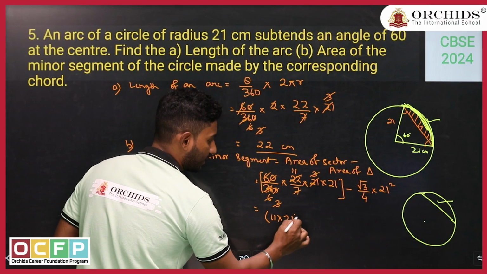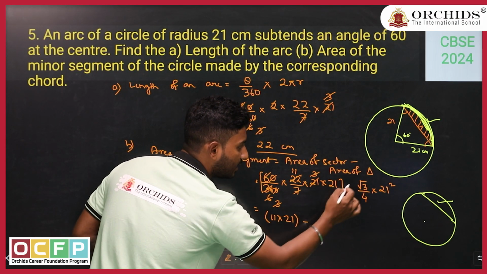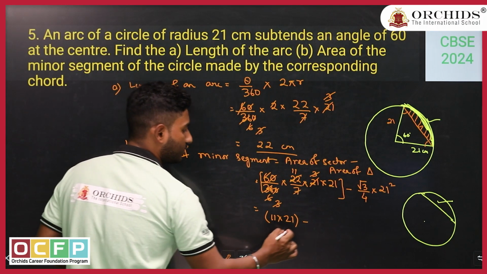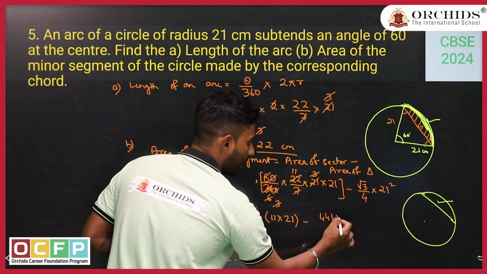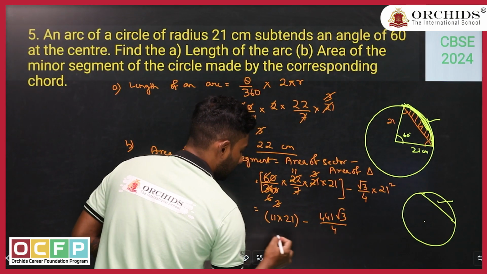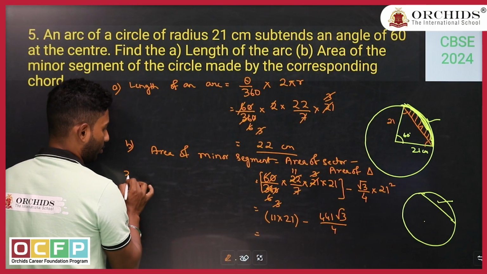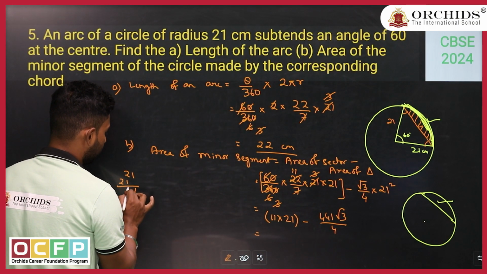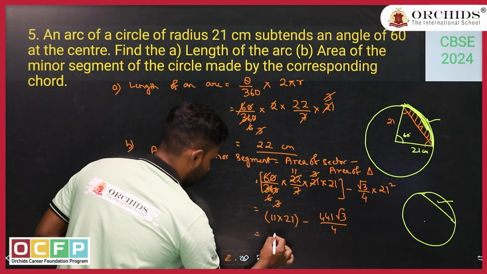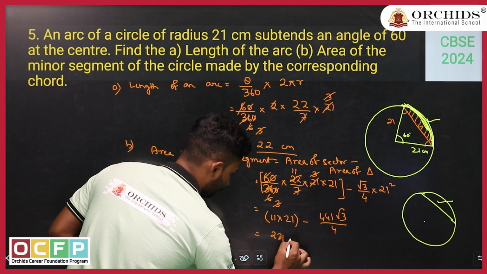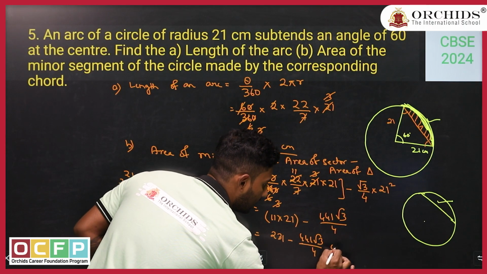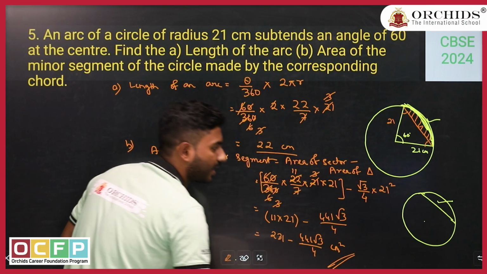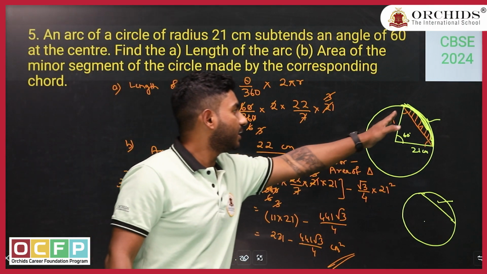So this is one part. Here is the next part: 21 square. What is 21 square? 441. Root 3 by 4. If I multiply this, 21 times 21, what do we get? 231. So 231 minus 441 root 3 by 4 centimeter square. That's the answer for this particular area.